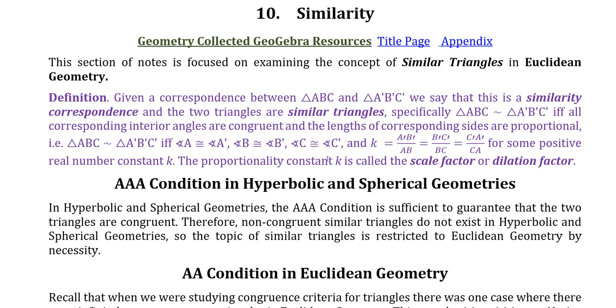Now, let's think about some other geometries for a very brief second. In hyperbolic and spherical geometries, you might recall that the angle, angle, angle condition is sufficient to guarantee that the two triangles are congruent. So if the three corresponding angles are congruent, then they have to be not only similar, but actually congruent, with A prime B prime equal to AB and so forth. So there's really no such thing as similar triangles in hyperbolic and spherical geometries, at least that aren't congruent. So the topic of similar triangles is restricted by necessity to Euclidean geometry. Okay, so we're going to do this in Euclidean geometry only.